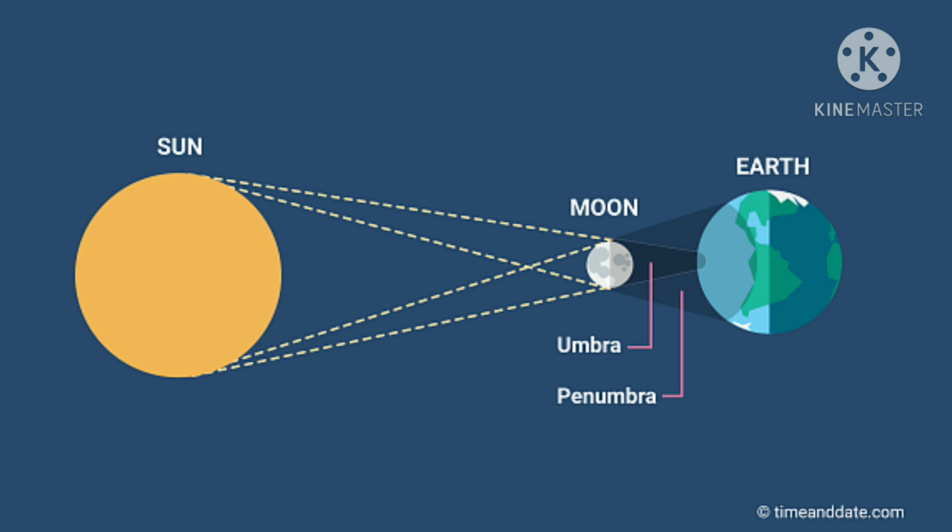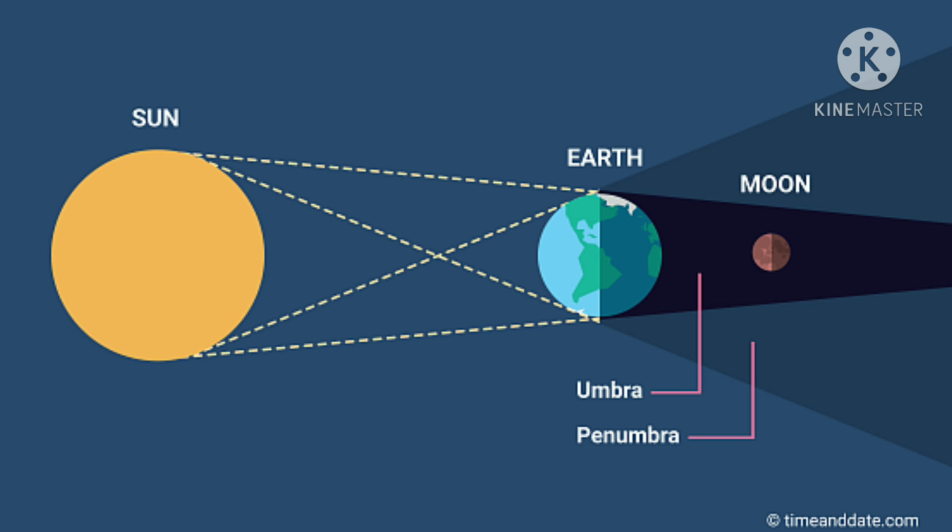Large shadows have two regions. The region of the full shadow is called the umbra, and this region has a total eclipse. The region surrounding it is called the penumbra. The penumbra is the half shadow, and this region has a partial eclipse.